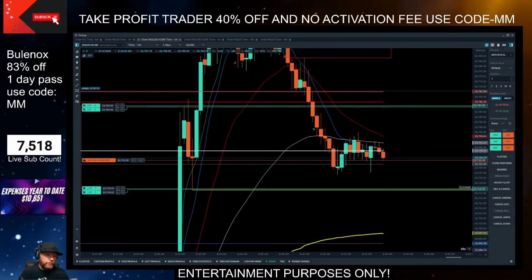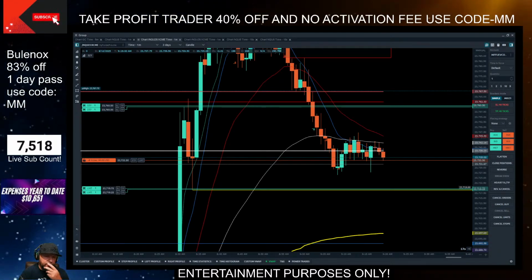We sweep the low here. I'm going to move stop to break even. I want to see it run through that 719 relatively quickly.